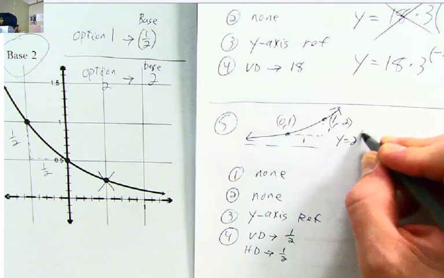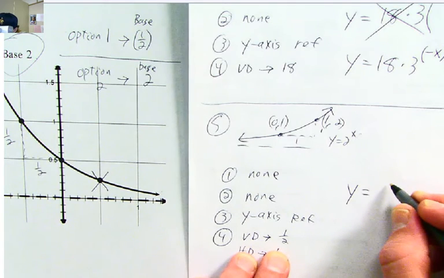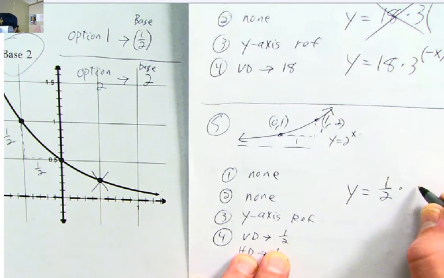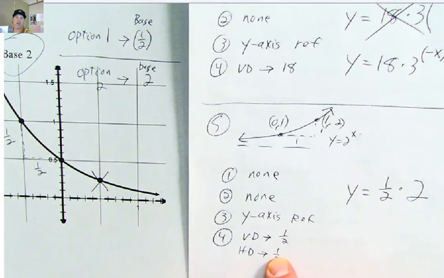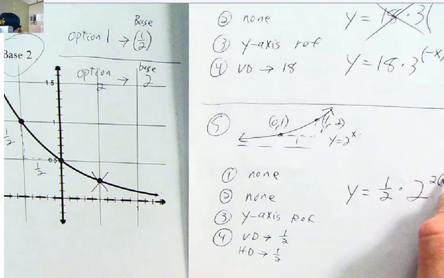And this was a base 2 graph, so I have y equals, put in that vertical dilation first, so 1/2 times 2 to the, there's a y-axis reflection and a horizontal dilation by 1/2. If there's a horizontal dilation by 1/2, that means you're going to multiply the exponent by 2, and with the y-axis reflection, you could write it like that.